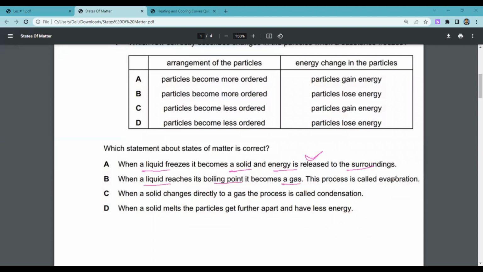It becomes a gas. Is this process called evaporation? No, this process is called boiling. I explained to you the difference between evaporation and boiling. So this is a wrong option. When a solid changes directly into a gas, this process is called condensation? No, this process is called sublimation.